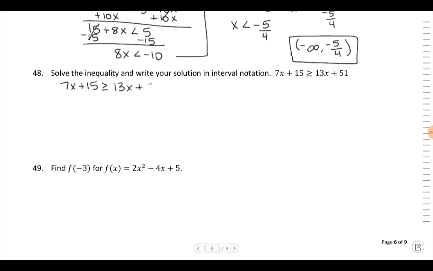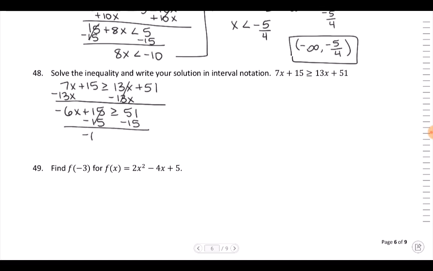So you work with these the same way you work with regular equations. The only thing is that if you divide by a negative, like I mentioned before, you have to remember to flip your inequality. That's the only real difference here in the way you solve it. So 7 minus 13 would give me a negative 6x plus 15 is greater than or equal to 51. And then I'm going to subtract my 15 over. So negative 6x is greater than or equal to 51 minus 15.